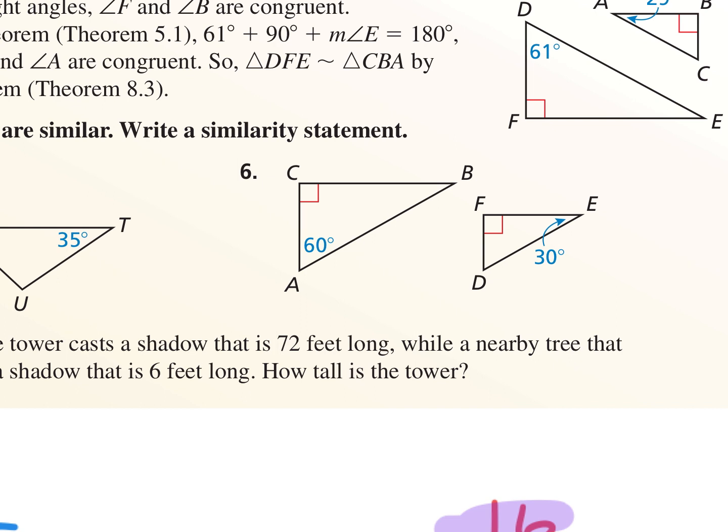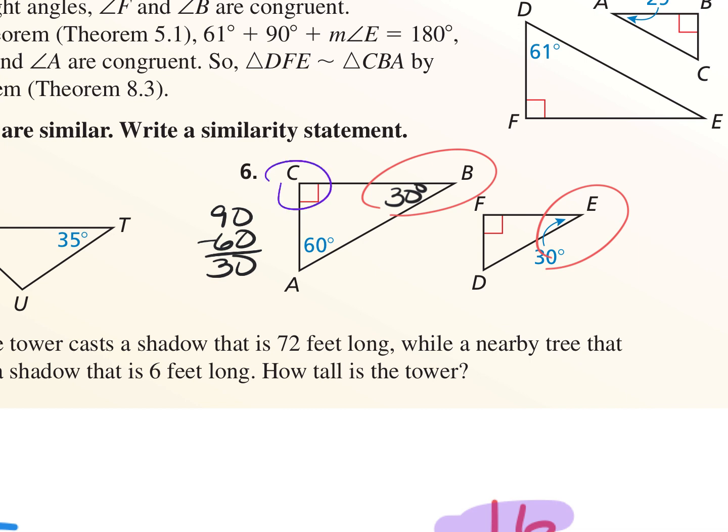So in order to prove them similar, again, I would need to know something about the sides to see if they're proportional. Or in this case, I know nothing about the sides, so I'm going to check out angle. So I need to find missing angle B by doing 90 minus 60, and I get 30. Well, without doing any more calculations, I can already see that B and E are congruent, and then also the 2 right angles.